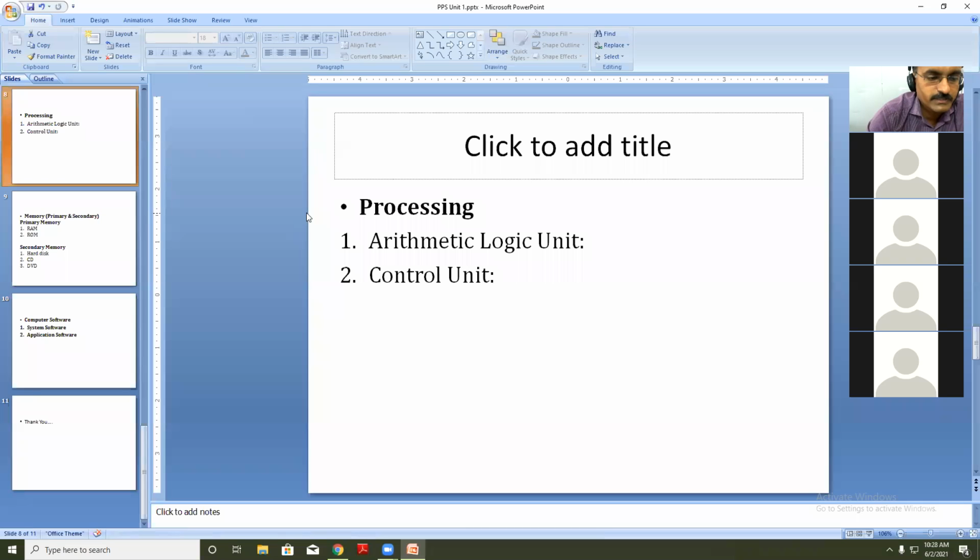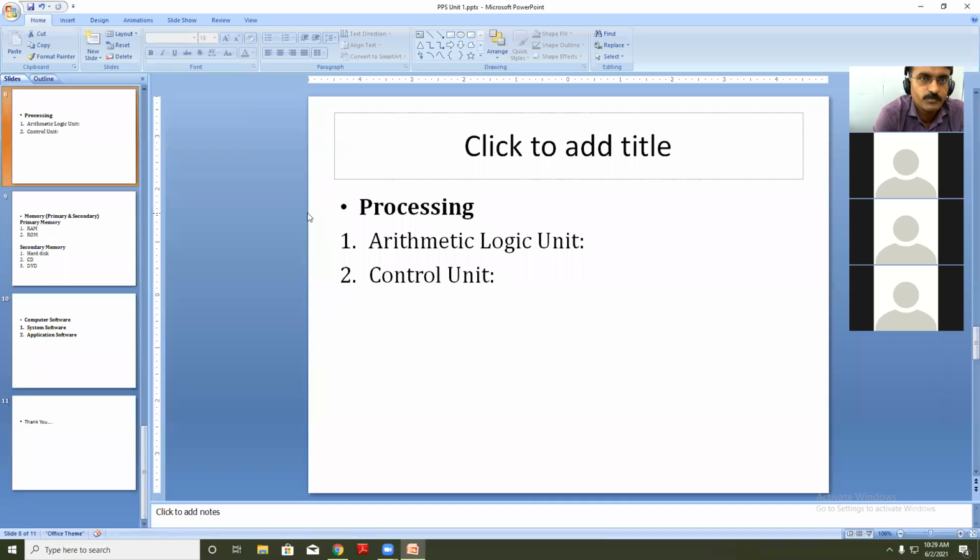So what do you understand by the words arithmetic logic unit? Calculation part, correct. All kinds of calculations, that means comparison, addition, subtraction, bitwise operators, equality operators, unary operators, binary operators. Whatever the comparison or calculation part is, this arithmetic logic unit is taking care of all those calculations.